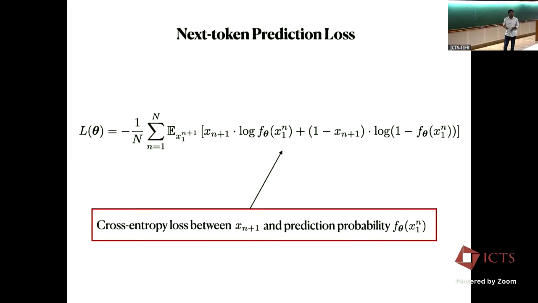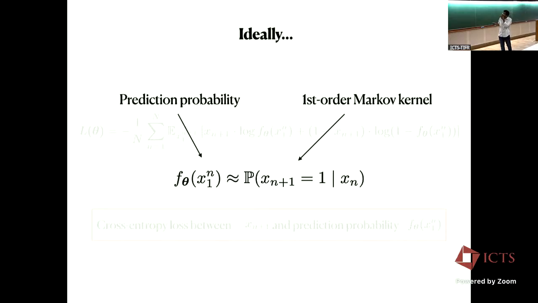So this is your next token prediction loss. In an ideal scenario, it's not hard to see that you can absolutely minimize it when your prediction probability exactly matches the underlying Markovian kernel, right? So that's when the loss is absolutely minimized, okay? And if you take a look here, there is some catch.